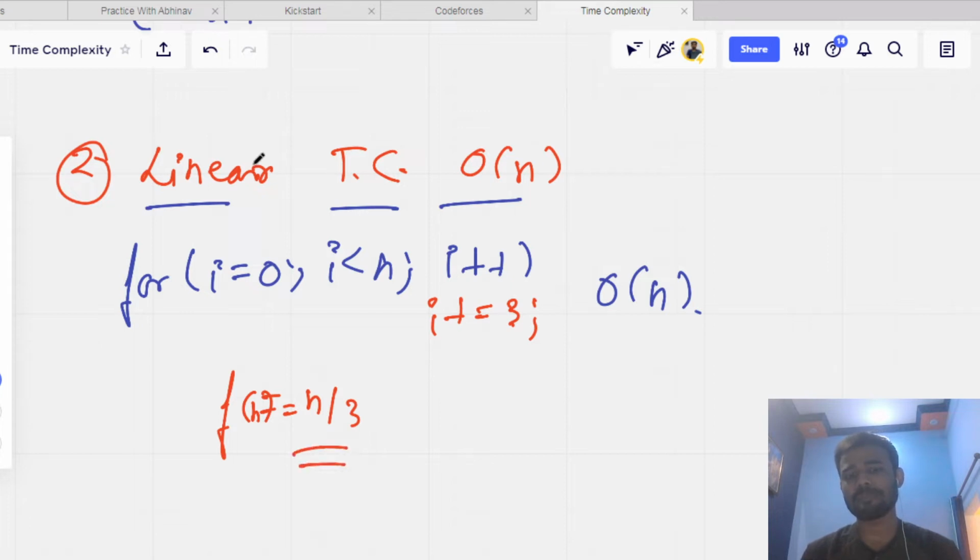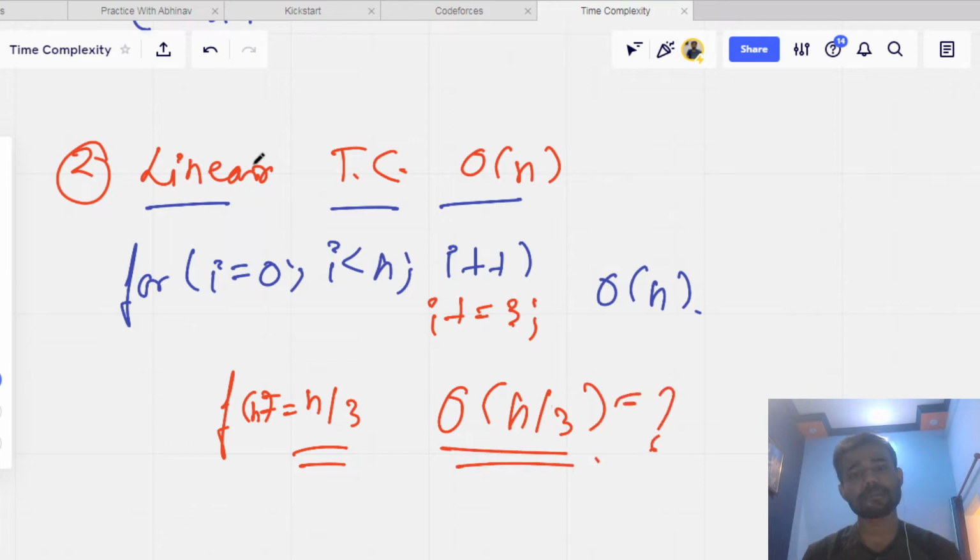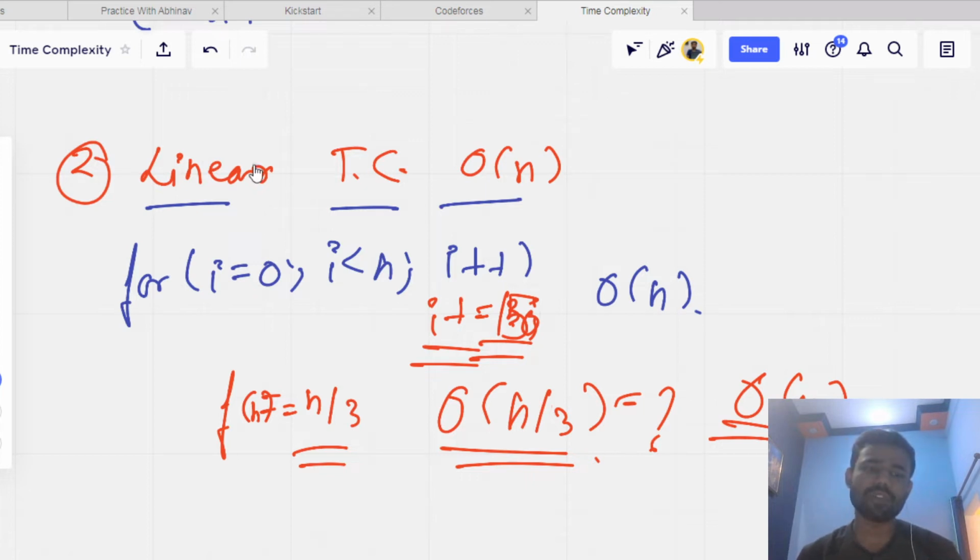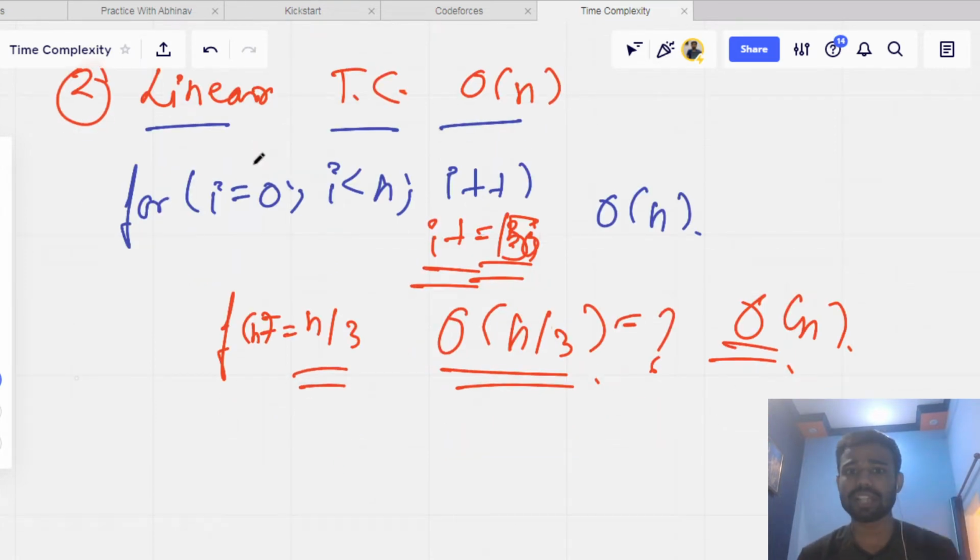So is the time complexity of this function O of n by 3? क्या इसकी टाइम कॉम्प्लेक्सिटी O of n by 3 हो जाएगी? No. In this case also it will be O of n. Whether it is 5 or 10, anything, it will be O of n only. Because it always takes the maximum term, जिसका सबसे ज्यादा इम्पैक्ट आ रहा है, जिसका सबसे ज्यादा सिग्निफिकेंस है उस पर्टिकुलर में, और सबसे ज्यादा सिग्निफिकेंस n का है.